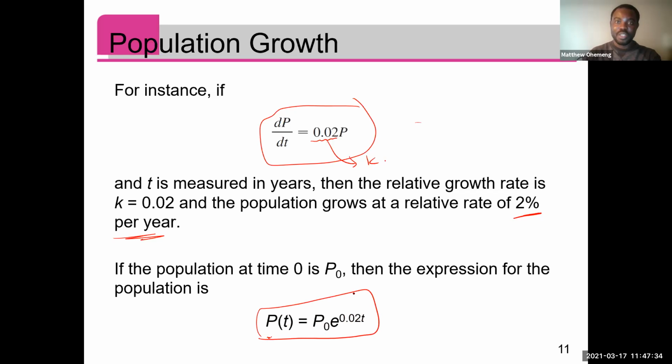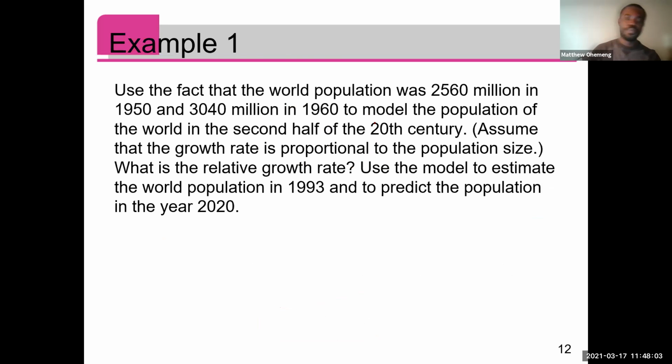So as I told you, all the models will follow Y of T equal to Y of 0 e to the KT. But the variable Y will change based on the problem context. So it's a population, so it's just P, same model. Please, any questions so far? We'll be working on examples soon. Anybody needs time here? Okay. So let's look at the first example.